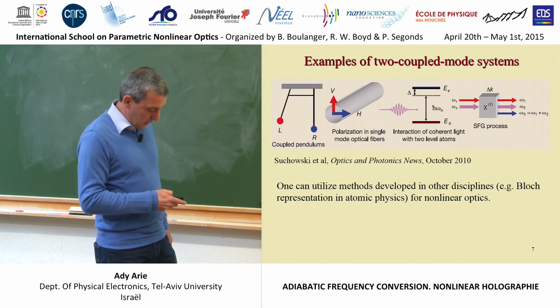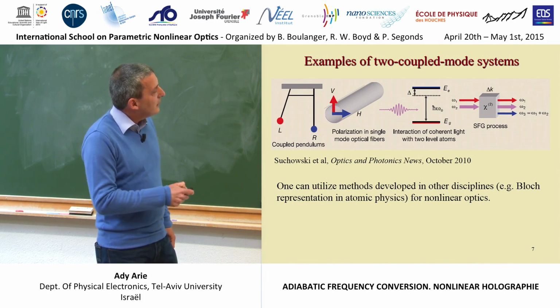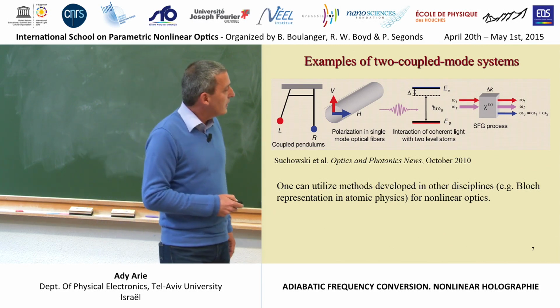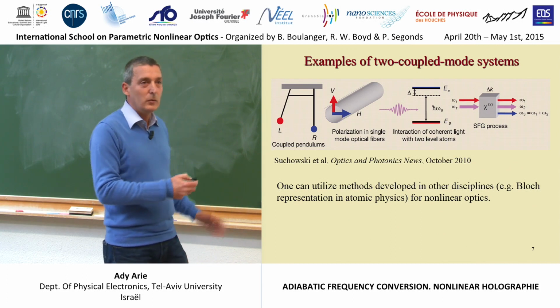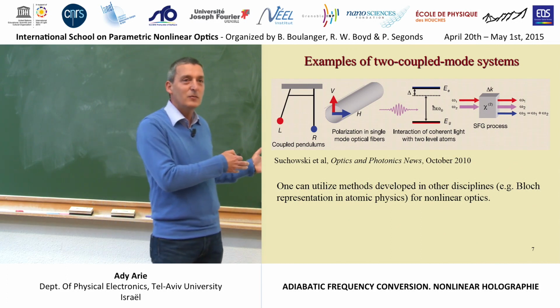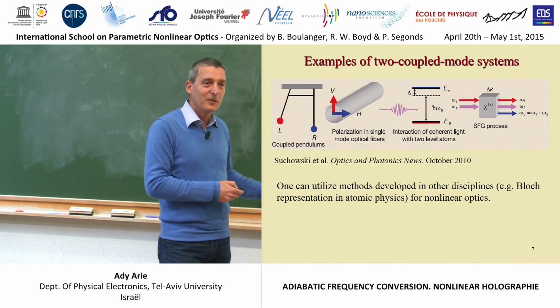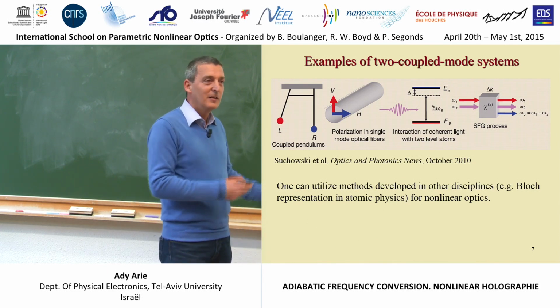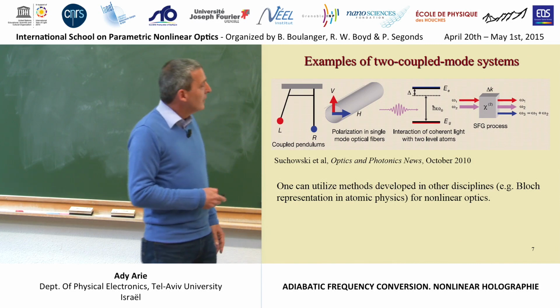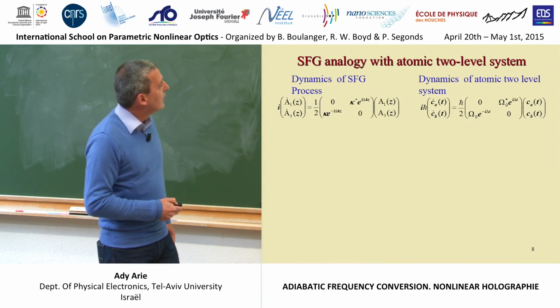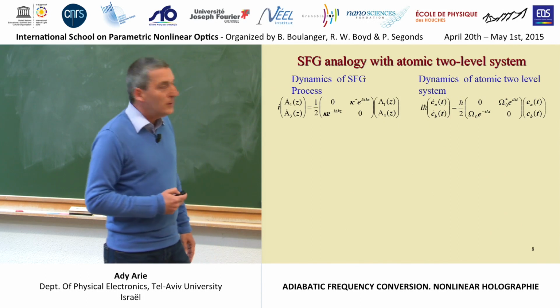I will especially use this two-level system because it's a very nice system. And what we can do is look at what these smart people like Bloch, Feynman, and so on did many years ago, and then let's just use it for nonlinear optics. So let's just establish the analogy.